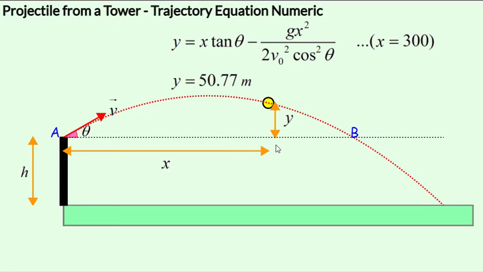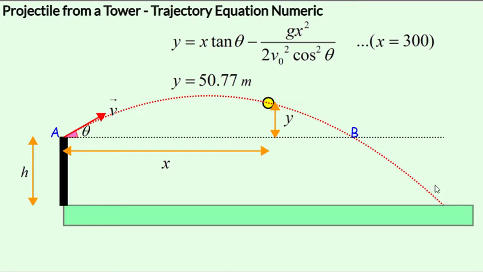If we plug the given values into the first form of the trajectory equation, that is, we substitute 300 for x, 30 degrees for theta, 70 for V0 and 10 for g, then we obtain the y displacement as 50.77 meters. Now this is positive, meaning it is above the reference line AB. So when x is 300, y is 50.77 above the reference line which passes through the launch point A.